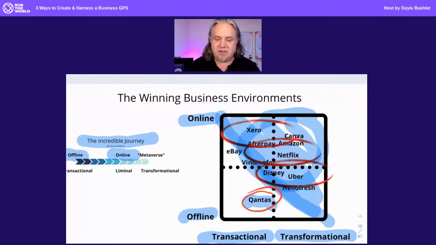But if we look at Xero, Afterpay, eBay, Vinomofo, Netflix, Canva, Amazon, Disney, Uber, HelloFresh, these are all companies, and I've got a slide coming up that shows these kinds of models. How can we actually do this? How do we actually know how to do that? We need to make sure that we're in this space going forward, right? How can we do that?